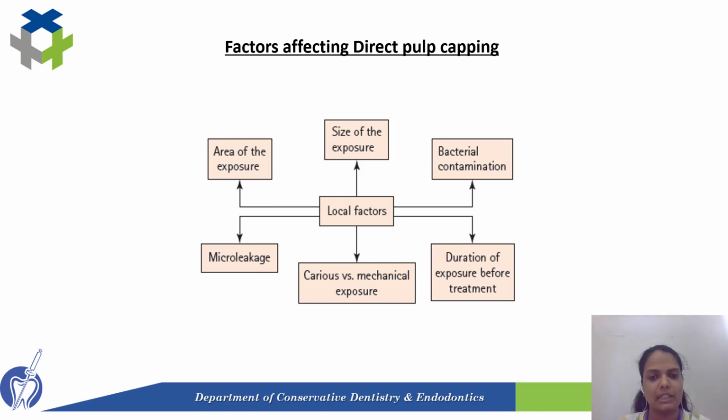Caries versus mechanical exposure. If the pulpal exposure has occurred by a caries lesion, that means there is going to be some kind of bacterial infestation, as well as some kind of inflammation. Whereas if it is an iatrogenic mistake or due to some mechanical exposure that happens, then the chances of pulpal inflammation are less compared to the caries lesion. Then if there is any microleakage from the permanent restoration, and also the area of exposure.